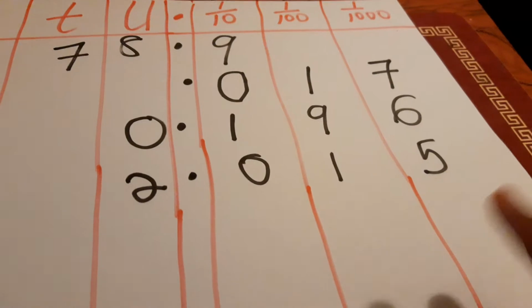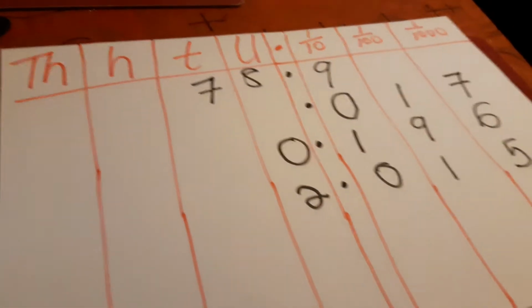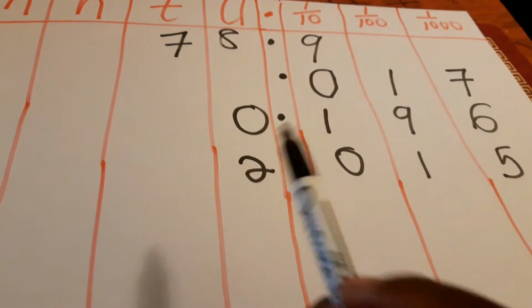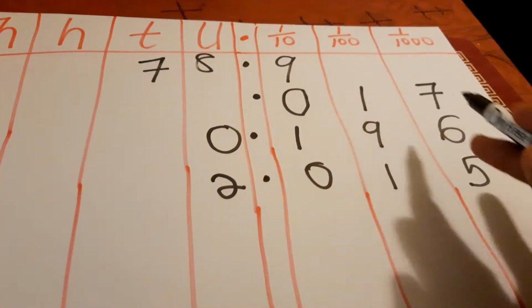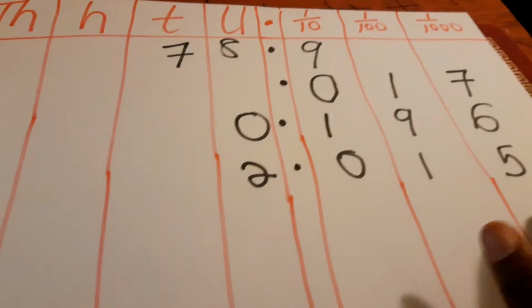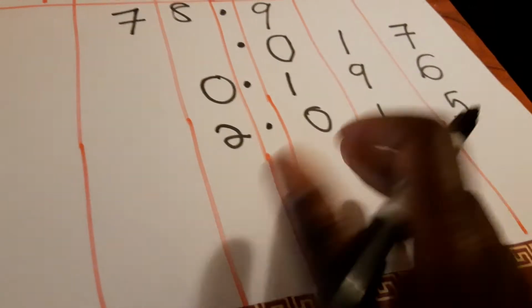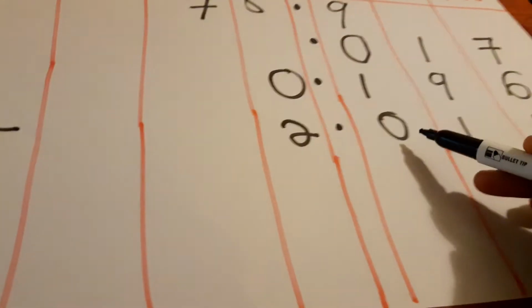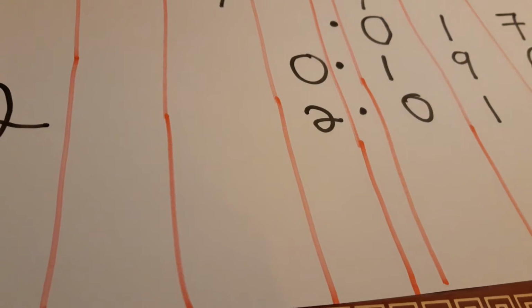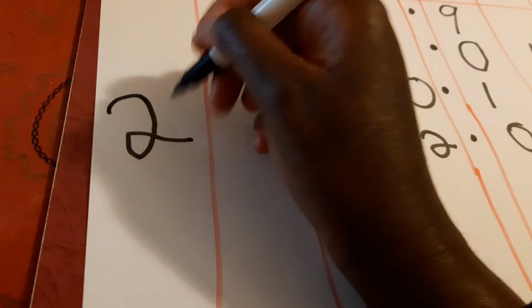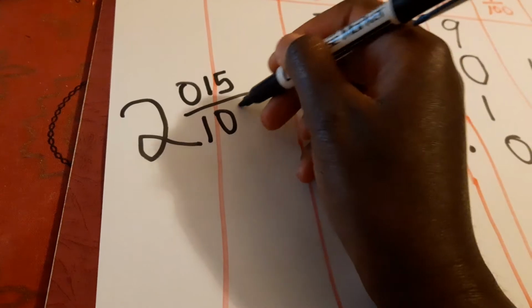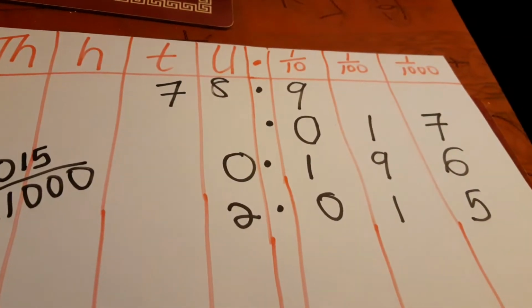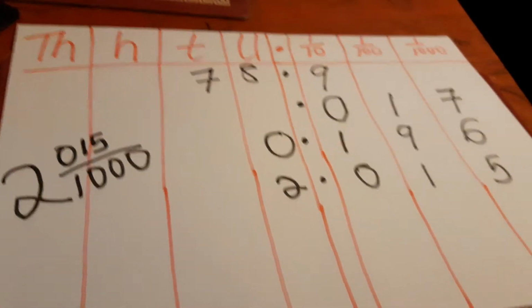And then the question was, how can I represent this as a mixed number? If you remember, we discussed this quite a few lessons back, and yesterday I mentioned this as well: numbers to the left of the decimal are whole numbers, and numbers to the right of the decimal are fractions, the part numbers. So here we have 2 in the units column, so that will be 2 whole. And then we have 0, 1, 5, which is in the thousandths column, so that will be 15 over 1,000. So that's how you represent it as a mixed number.